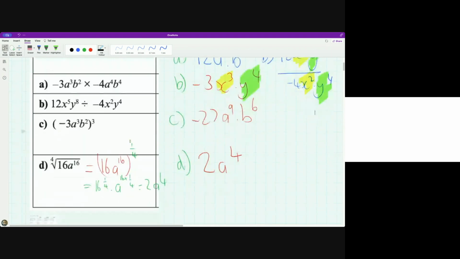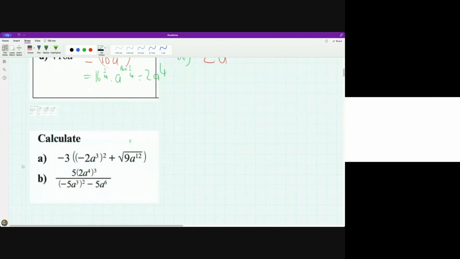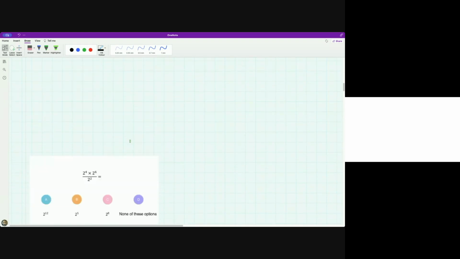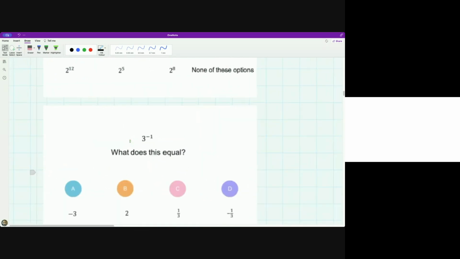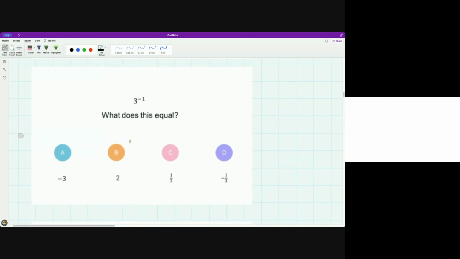Okay, so that's some basic questions. Let's skip that one for now. Let's just check that you know what this means. Okay, give me an answer to this one. What does 3 to the minus 1 equal of those 4 options? So it would just be 1 over 3.